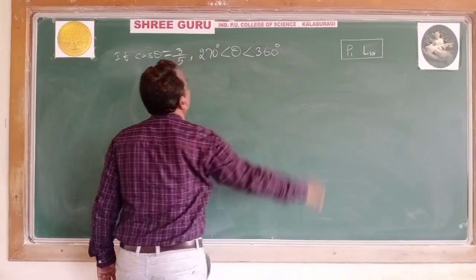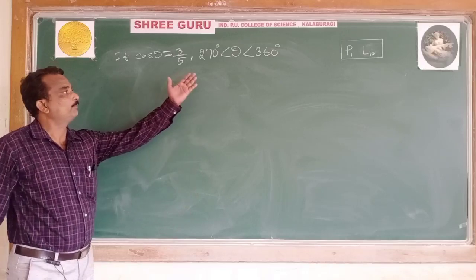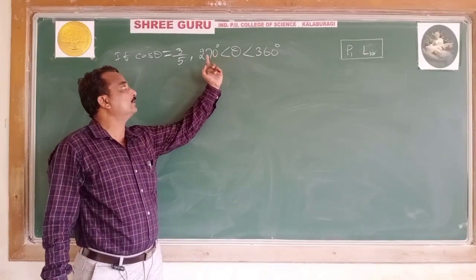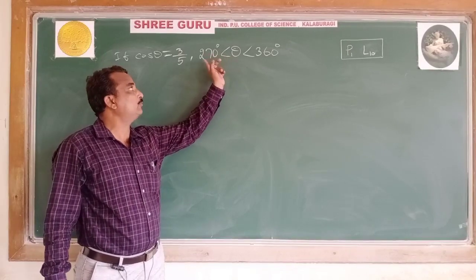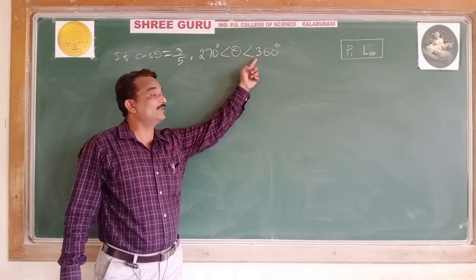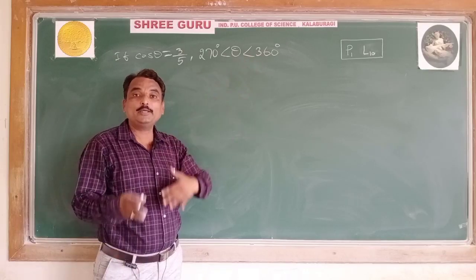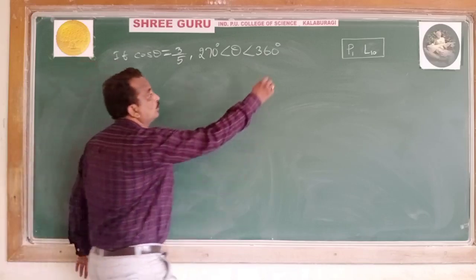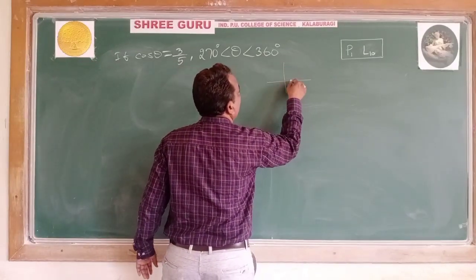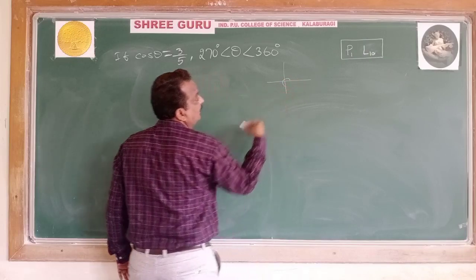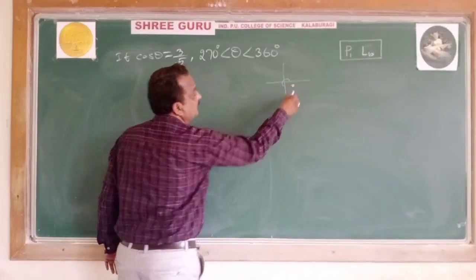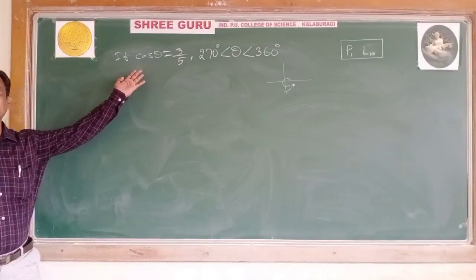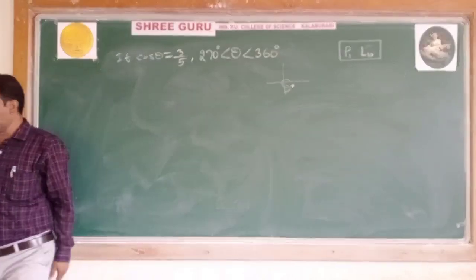Theta lies between 270 to 360 degrees. Theta is more than 270 degrees but less than 360 degrees. Which quadrant is it? The fourth quadrant. In the fourth quadrant, is cos positive or negative? Positive. A positive value is given here.